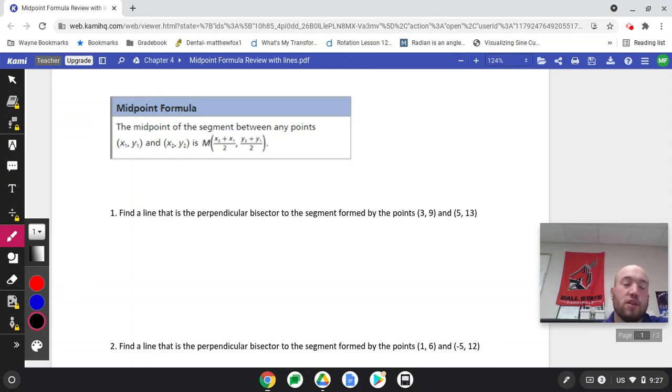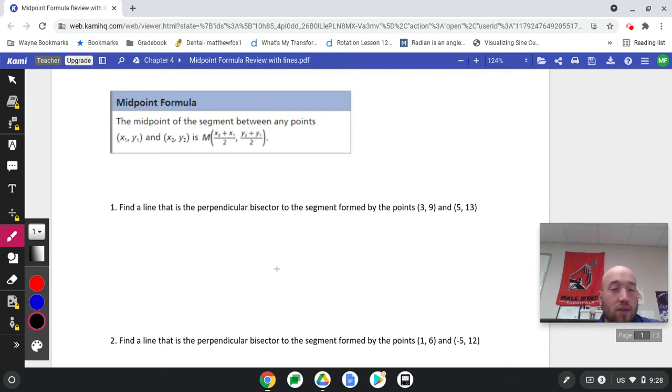All right, good morning. So today we're going to review a little bit of the midpoint formula. In case you forget what that is, the midpoint formula just helps us find the point that is halfway in between our 2 points. If we add the two x values together, divide by 2, add the two y values together, divide by 2, we'll find that midpoint. Hopefully you remember that midpoint is equidistant from both of the endpoints.